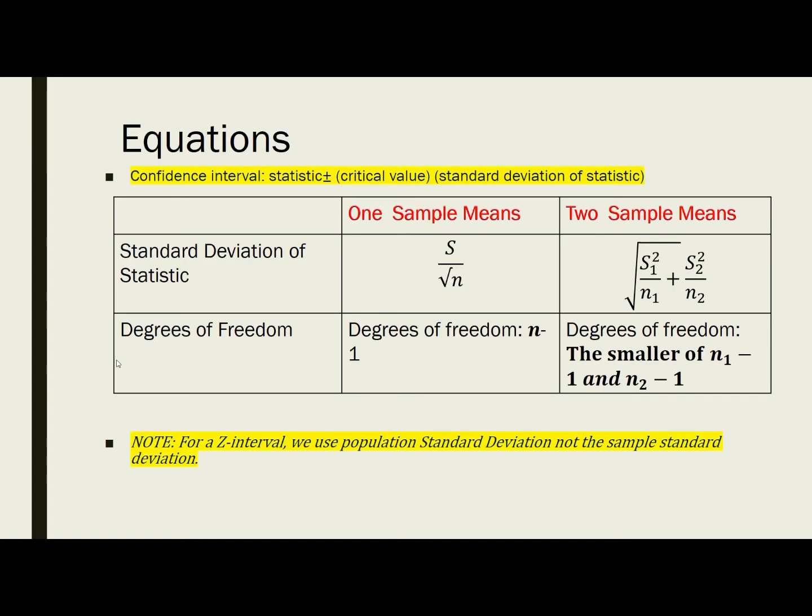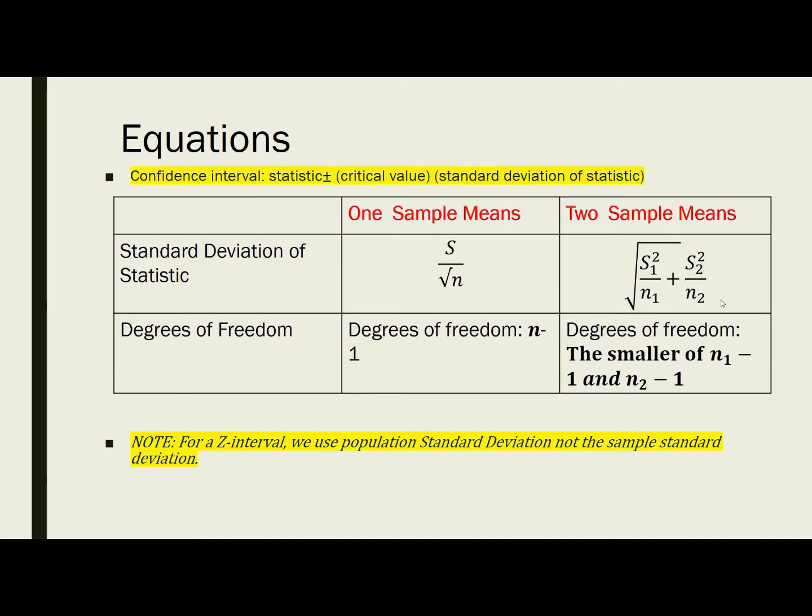Now for the equations. This equation for the confidence interval will follow this format: statistic plus or minus critical value times standard deviation of the statistic. Now for a one sample mean, the standard deviation of the statistic will be the sample standard deviation over the square root of the sample size. But for a two sample mean, for a confidence interval, you'll take the square root of the first sample standard deviation squared over its sample size plus the second sample standard deviation squared over its sample size.